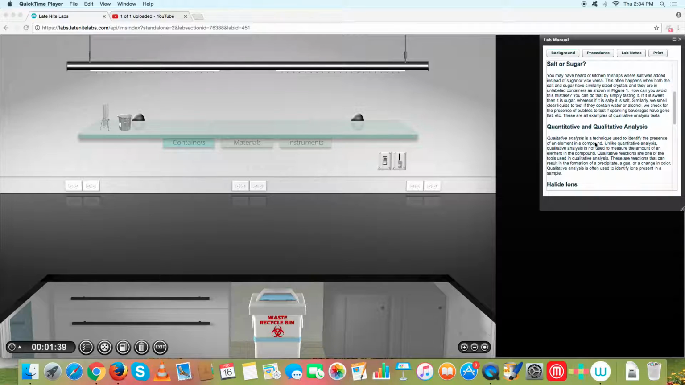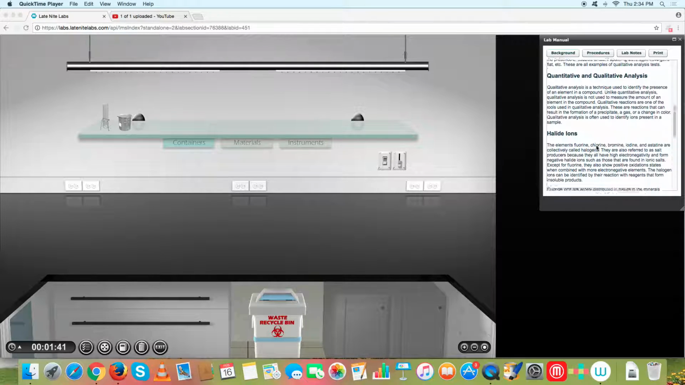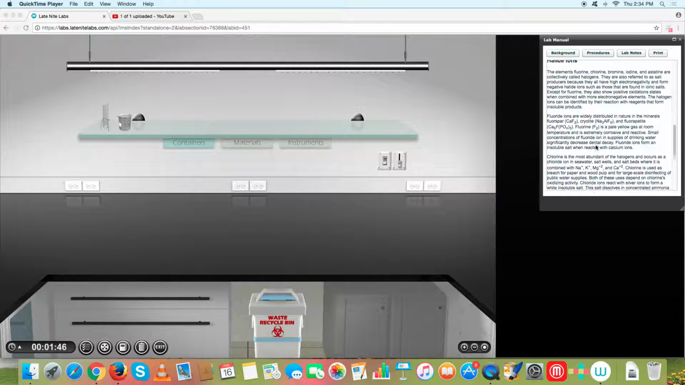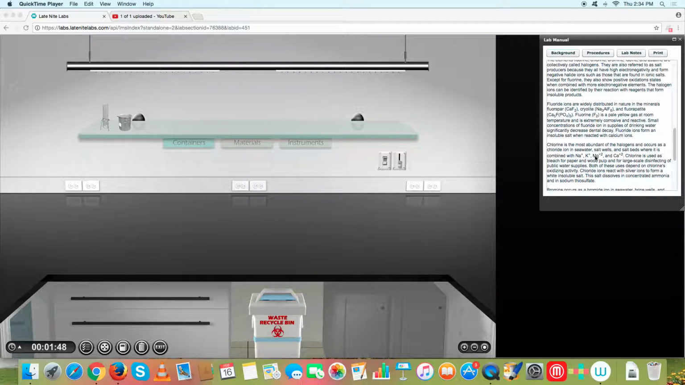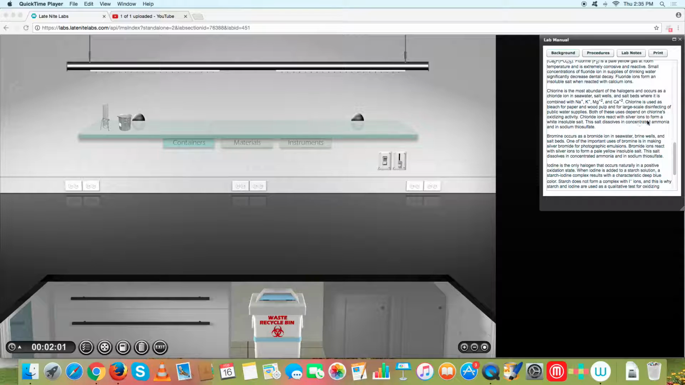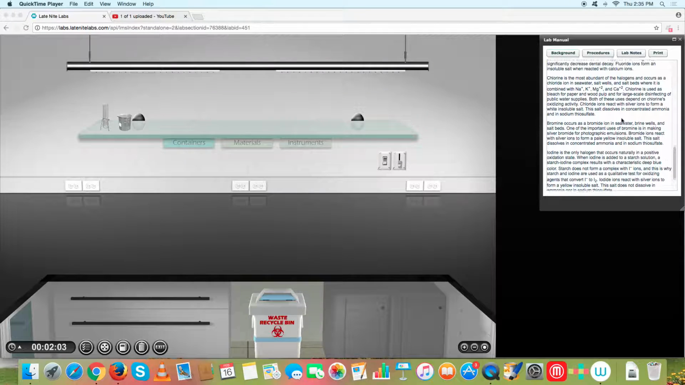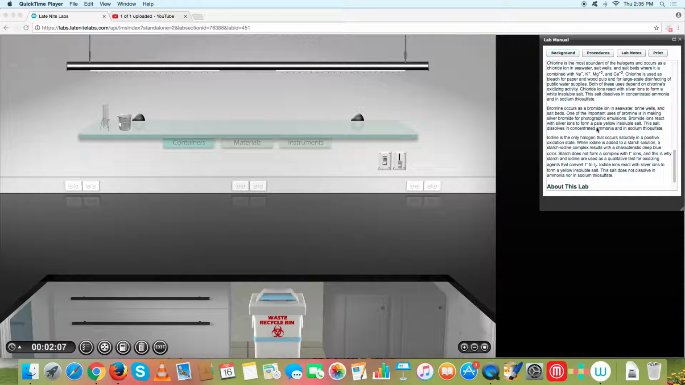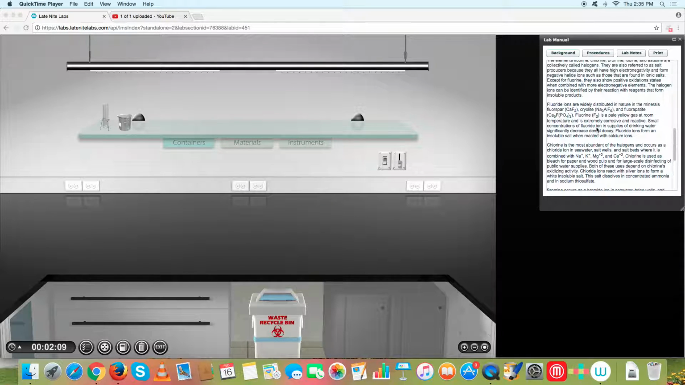Why? Because the background tells you what the expected reactions are for each of the halide ions. For example, it tells you here that fluoride ions form an insoluble salt when reacted with calcium ions. It's important information. Then it tells you about chlorine and what you expect to see with that, and it'll tell you about concentrated ammonia and sodium thiosulfate. All of the information you need is in the background.